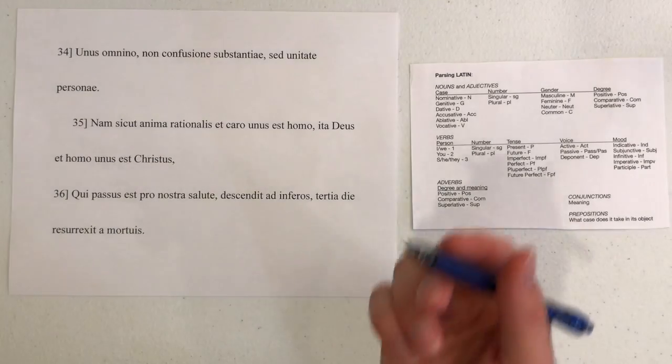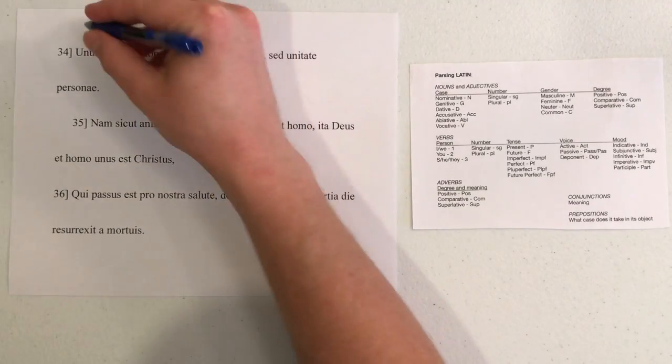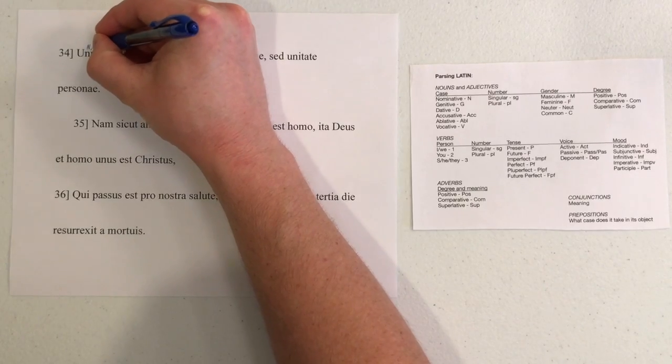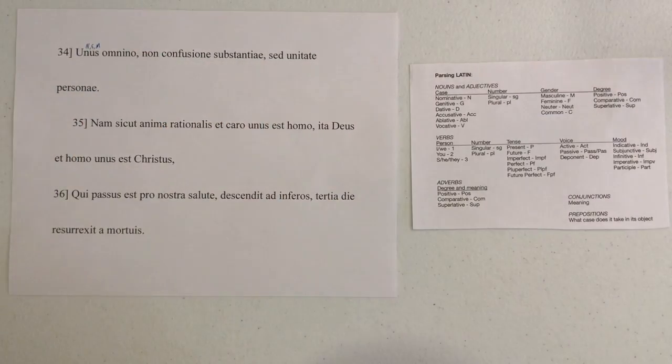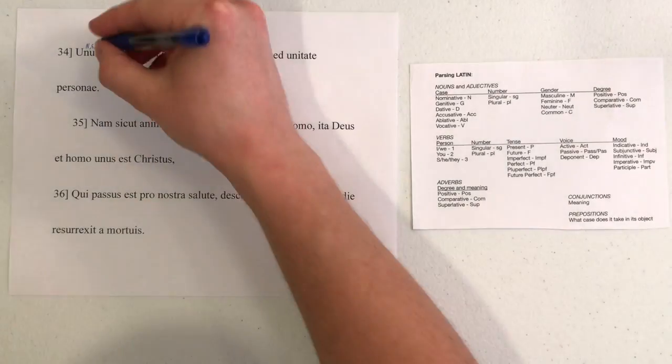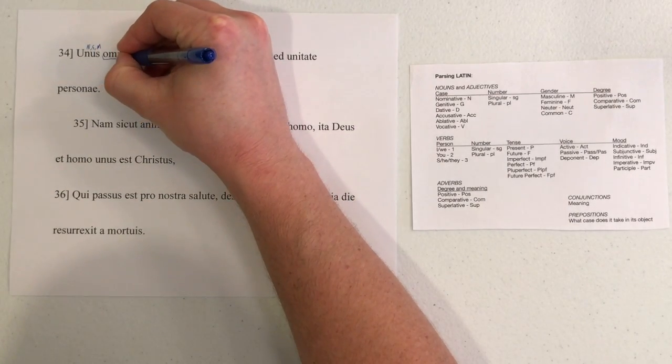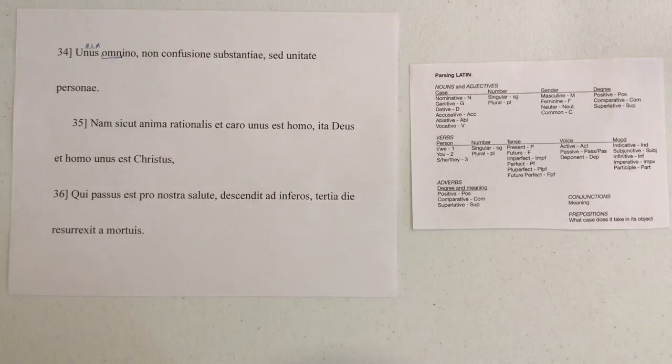There we have it. Unus we've seen many, many times before, so we know that this is going to be just nominative, singular, and masculine, or subject. Omnino is a bit of an interesting word. This one, of course, comes from omnis, omne, because at least part of the stem is omin, which is the stem of all.